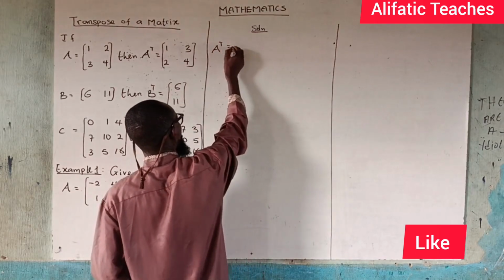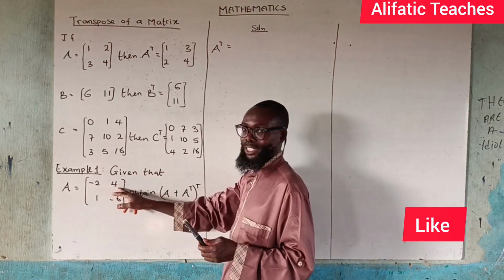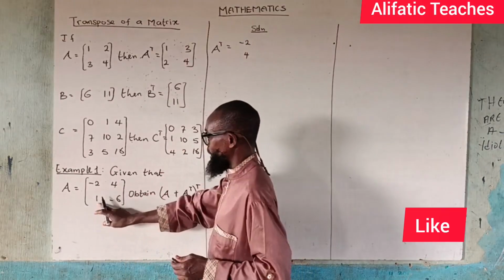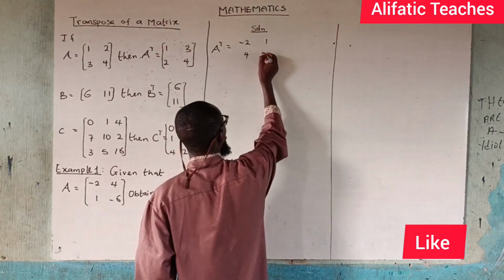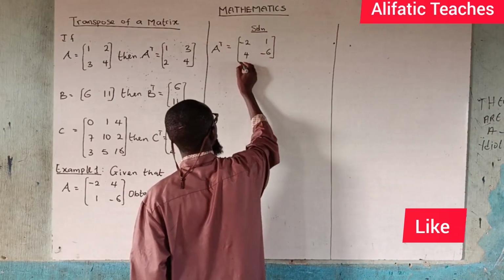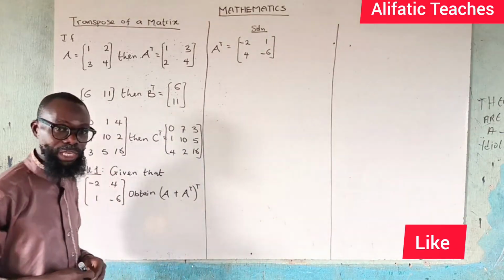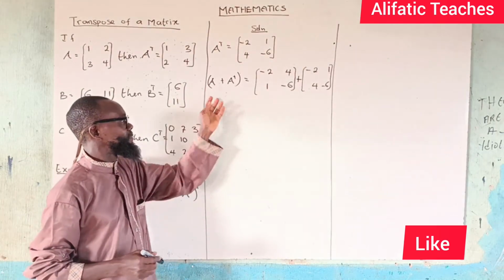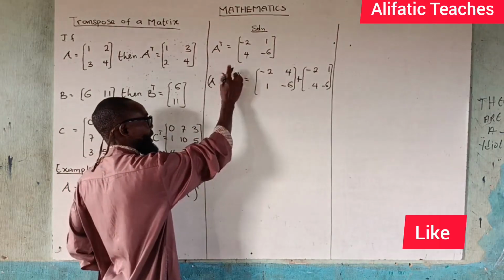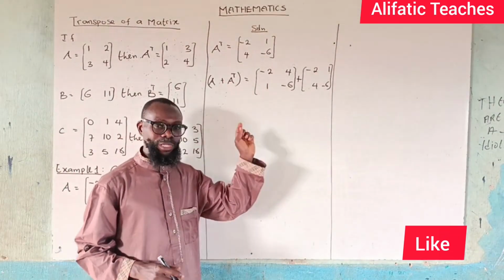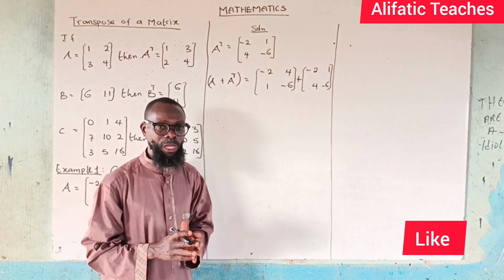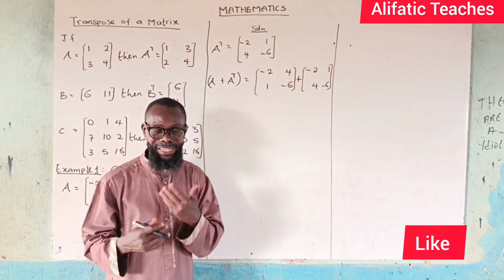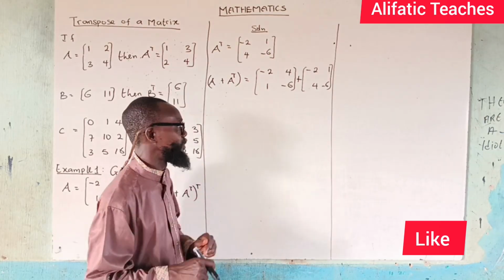A transpose becomes minus 2, 4, which is the row, becomes a column. Minus 2, 4. 1 and minus 6 becomes the column 1 and minus 6. So this is the transpose of A. Now, let us sum it together. I want to add matrix A and the transpose of A together. We have dealt with addition of matrices before. You can check the description below for the link to learn about the addition and subtraction of matrices. So let's move on.